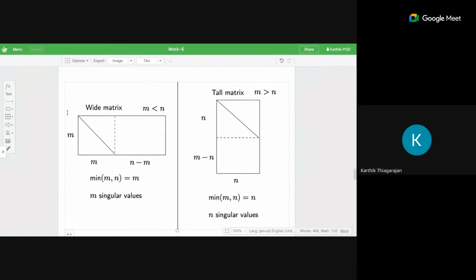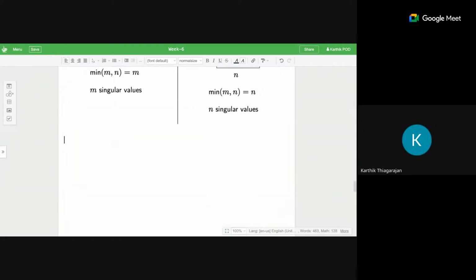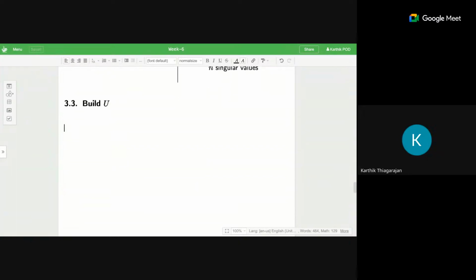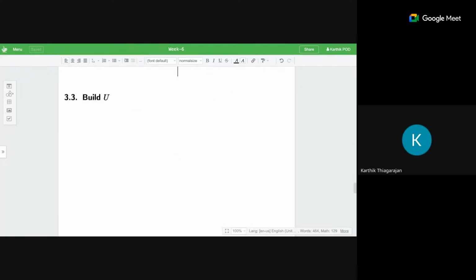Right, then we'll go and build U. This is where it is slightly challenging; till now, it's actually quite easy. So how do you build U? You first notice that you have A V. I'll just state this and then we'll see why this is true.